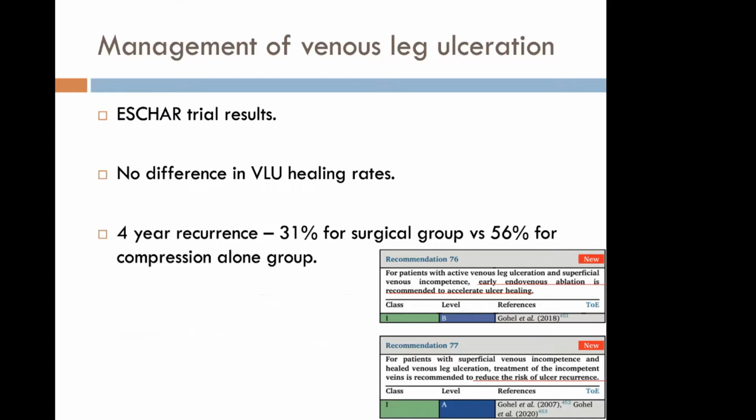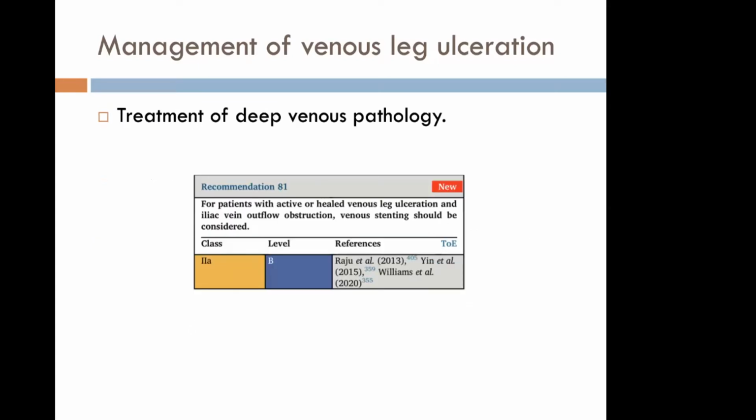As a result, the guidelines have gone on to suggest that early endovenous ablation is recommended to accelerate healing, and also to reduce the risk of recurrence. Now, for the deep venous system in a patient who's got a venous leg ulceration, venous stenting is the treatment of choice.